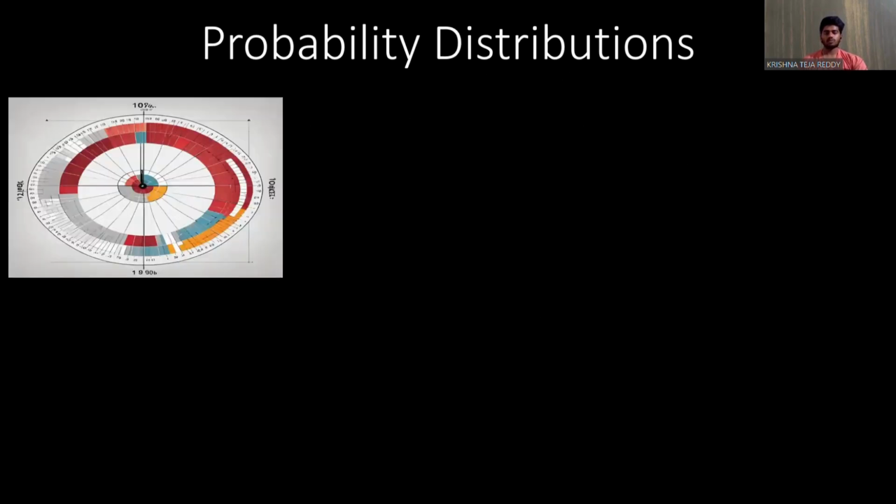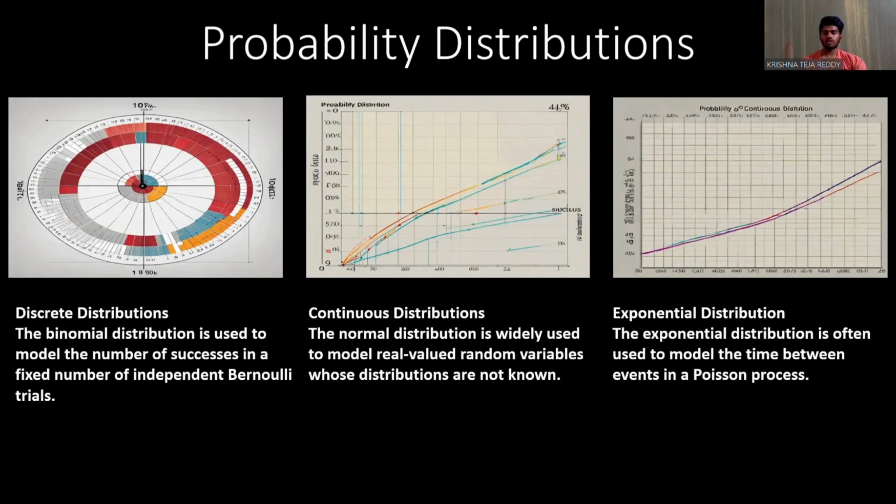Probability distribution. Discrete distribution. The binomial distribution is used to model the number of successes in a fixed number of independent Bernoulli trials. Continuous distribution. The normal distribution is widely used to model real-valued random variables whose distributions are not known. Exponential distribution. The exponential distribution is often used to model the time between events in a Poisson process.